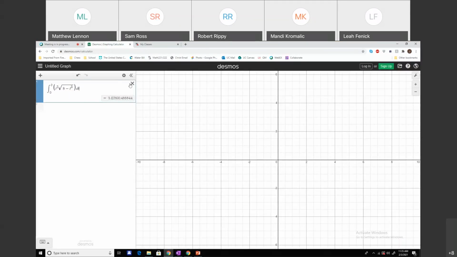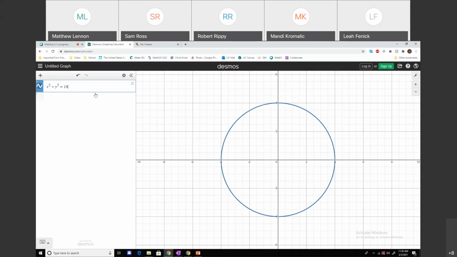So I've got a graphing calculator up here, desmos.com. Let's say we want to graph a circle. It goes out to about 6. Why don't we make it a circle with radius 4? So x squared plus y squared equals 16. It's the square root, so 16. Yeah. So we have some circle.